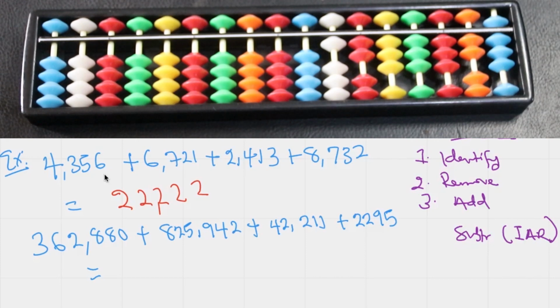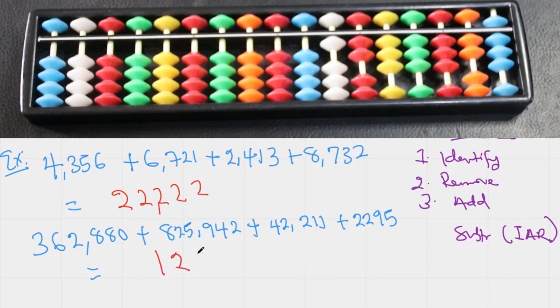Final answer: 1, 2, 3, 3, 3, 2, 8. Put a comma here. Put a comma here. Our answer is 1,002,333,32 here. This is beautiful.